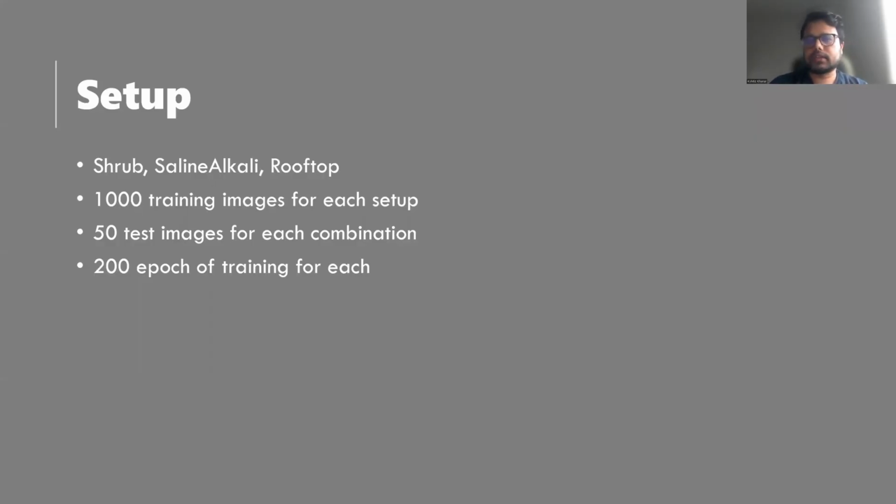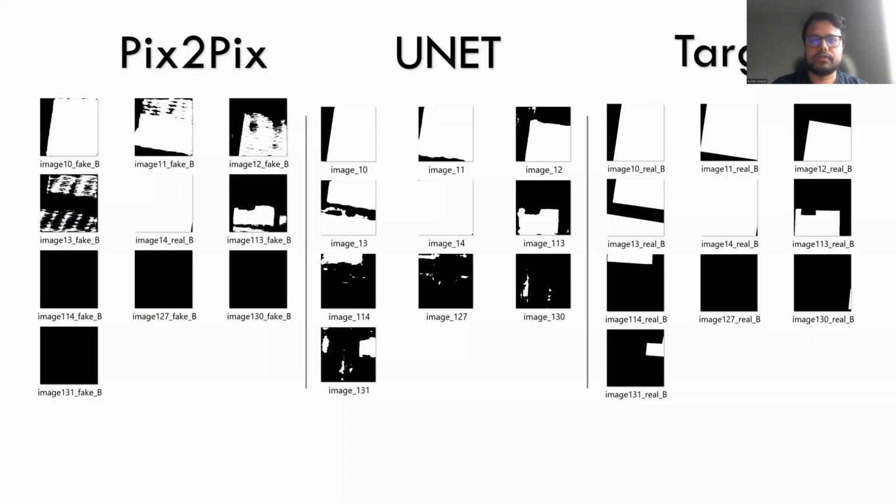So our setup looks like this. We have different images from different terrains: rock, saline, alkali, and rooftop. We use 1,000 images for training and 50 test images for each set, and then 200 epochs of training for each.